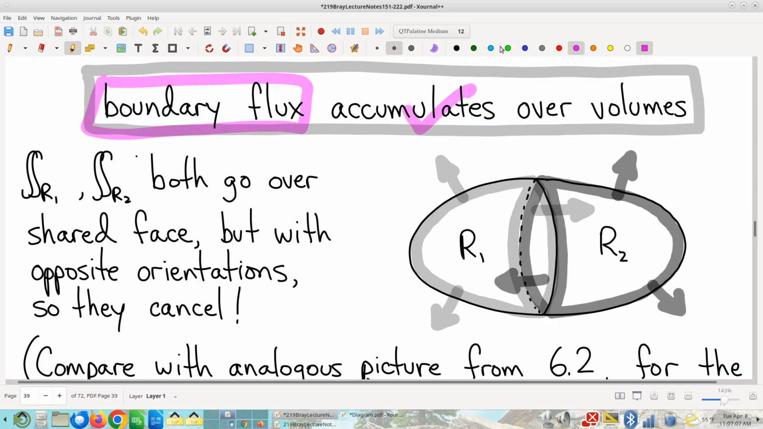So looking at this big volume, if I chop it and look at the left piece, well, the boundary flux, keep in mind, boundary says you got to look at the boundary of whatever thing you're talking about and then talk about the flux through that boundary.